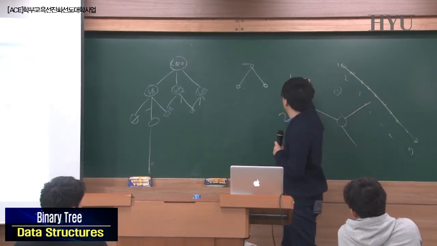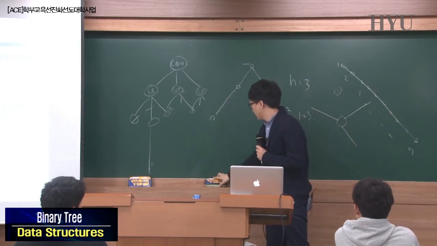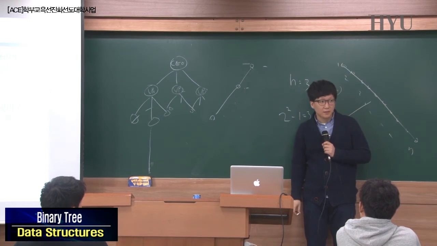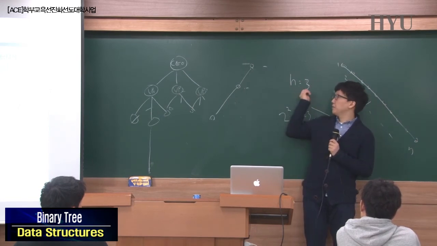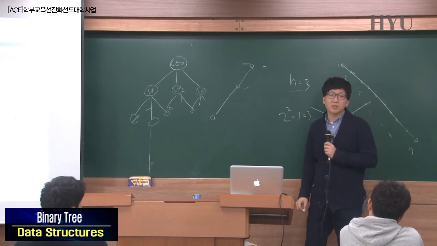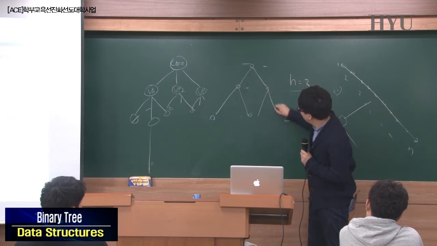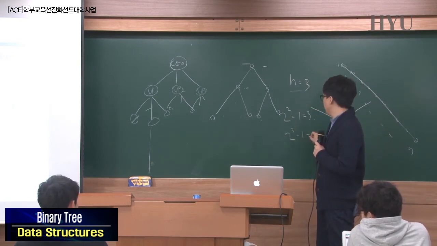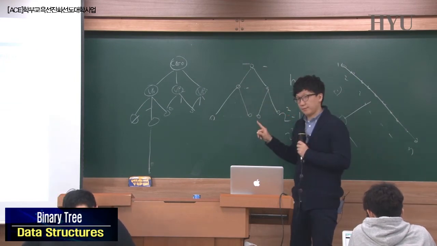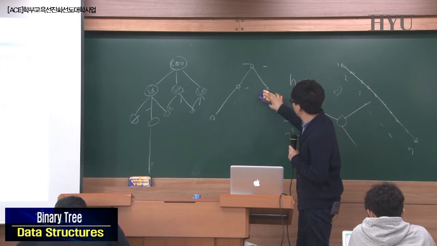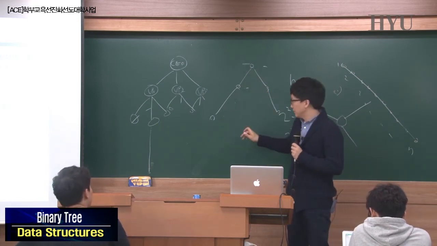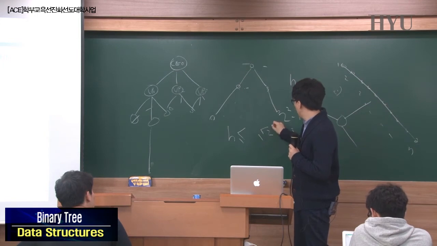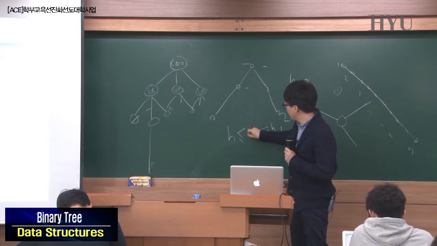It's obvious. What if we're looking for height 3? Still 1, 2, 3. The minimum number of elements in this tree is 3, and I still have a height 3 tree. But the maximum total number of elements, how many? 2 to the 3 minus 1, or 7: 1, 2, 3, 4, 5, 6, 7. Or I might not have this one: 1, 2, 3, 4, 5. So the number of elements will be between h and 2 to the h minus 1.